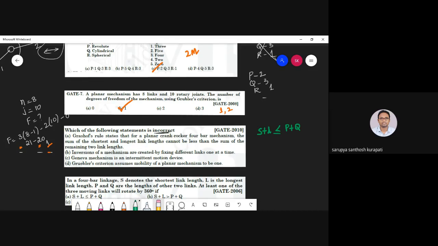Inversions of a mechanism are created by fixing different links one at a time. Is it correct or wrong? Different links, different times.